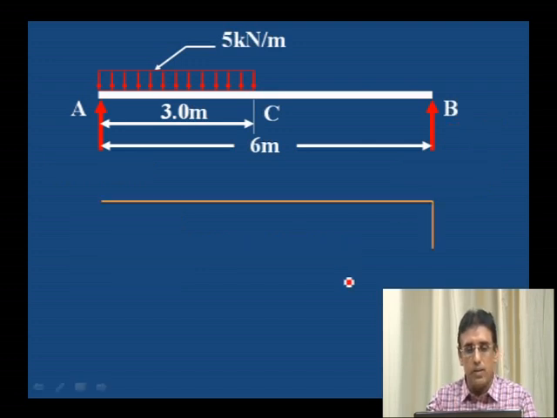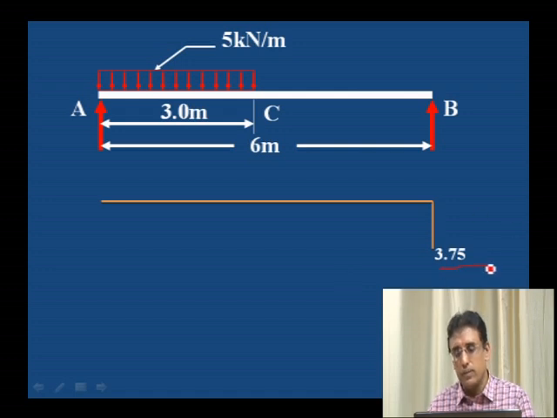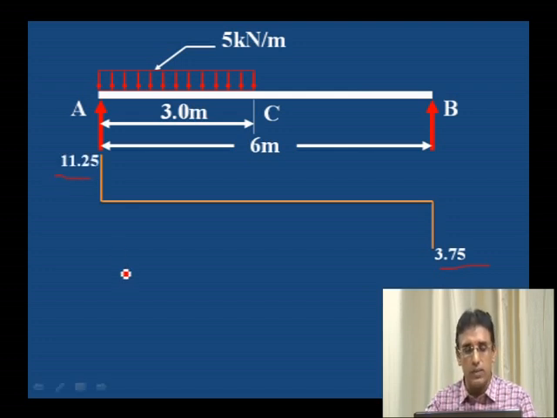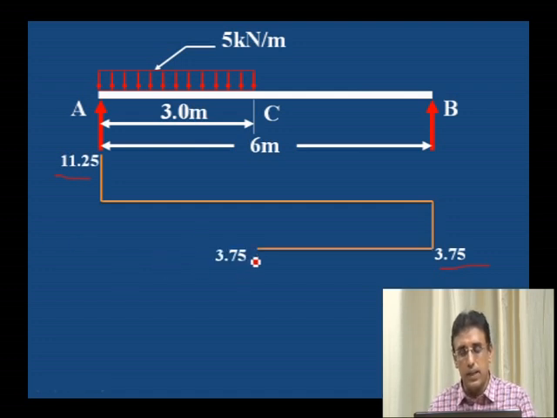Let us draw the shear force diagram. See here, RB value we have drawn 3.75. Then left side RA value 11.25. It is positive. Right side it is negative, and it is constant up to C. Then it should be an inclined line.